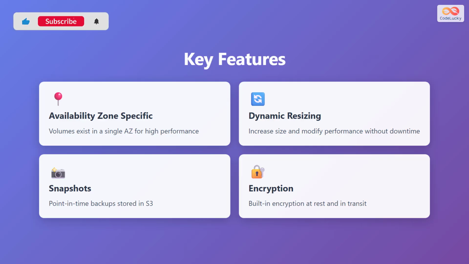EBS comes with several powerful features. First, volumes are availability zone specific, which means they exist in a single AZ to ensure high performance and low latency. Second, EBS supports dynamic resizing, allowing you to increase volume size and modify performance characteristics without any downtime. Third, EBS provides snapshot capabilities, which are point-in-time backups of your volumes that are stored in S3. Finally, EBS includes built-in encryption for both data at rest and data in transit, ensuring your information remains secure throughout its lifecycle.